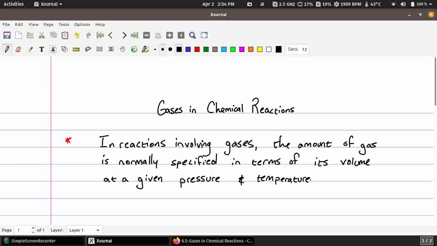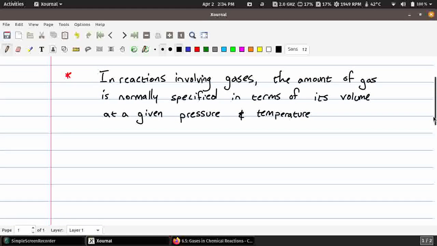Okay, so I'm going to read that again. In reactions involving gases, the amount of gas is normally specified in terms of its volume at a given pressure and temperature. So what that should say to all of you is we're still using this formula. Because if you look at it, you have pressure, temperature, and volume. So really what you're going to be calculating is moles.